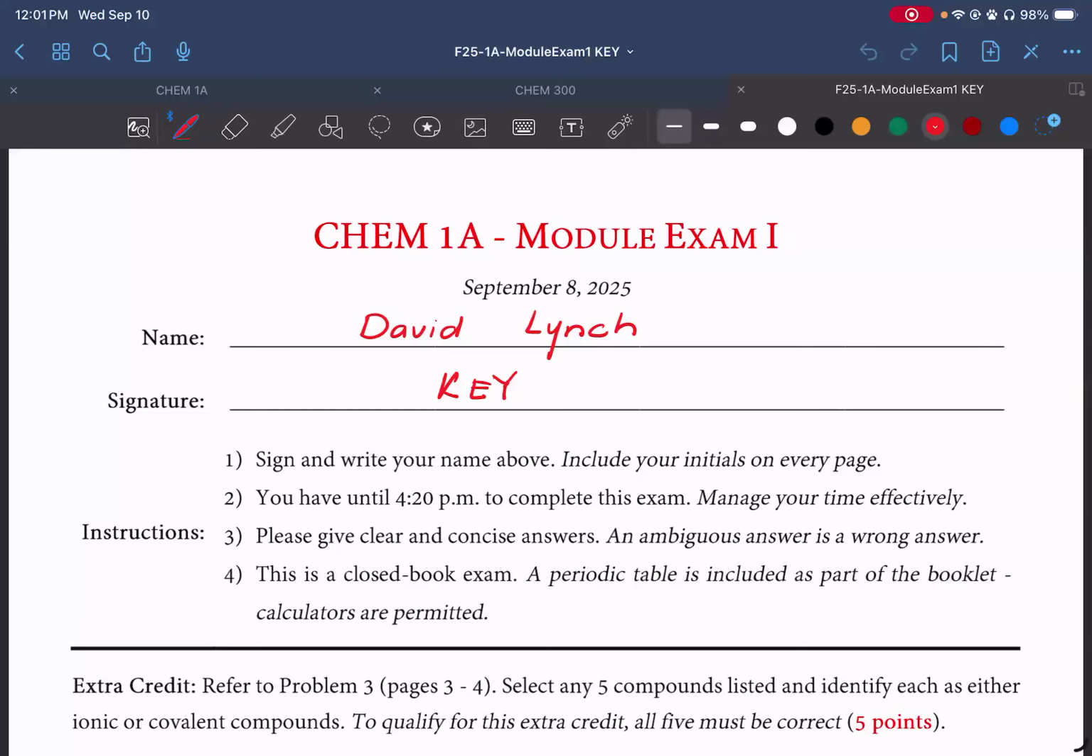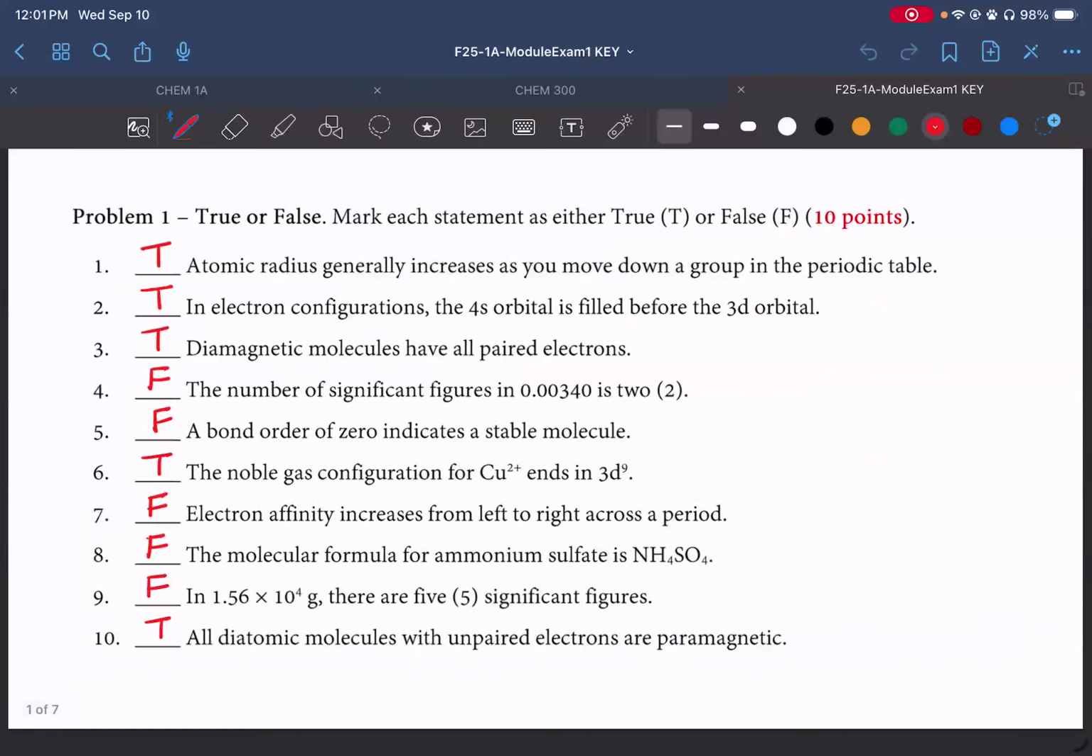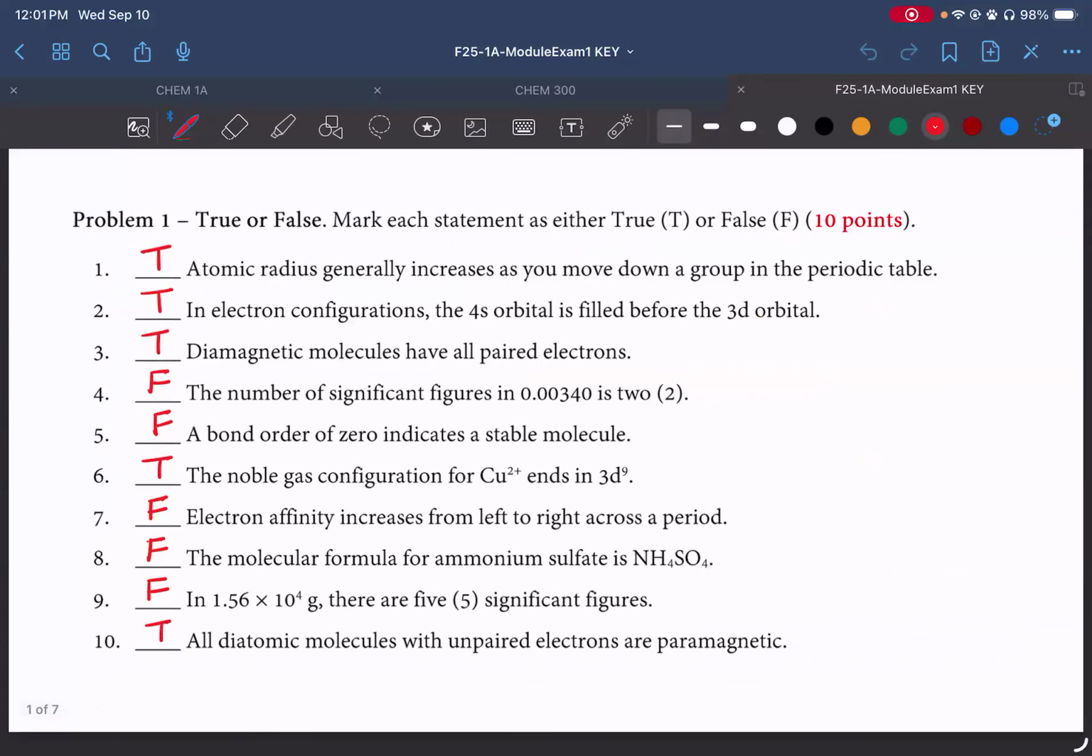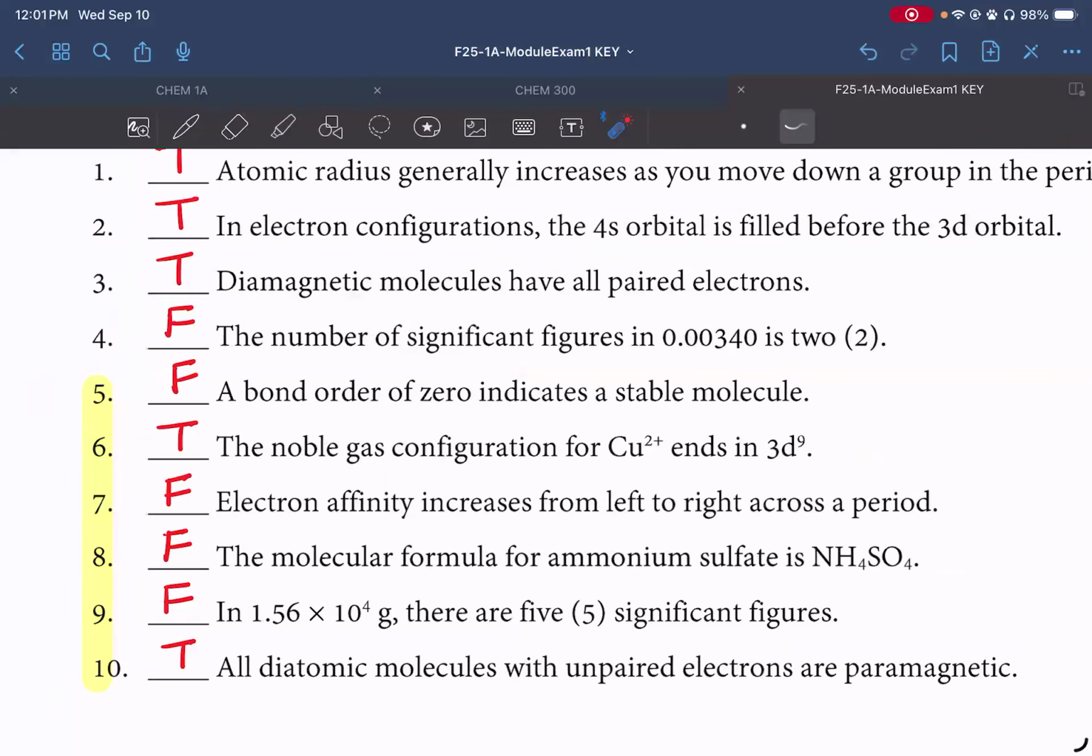Sorry about that. Okay. Just wanted to talk a little bit about some of the problems that I saw. First off, the true and false section. Pretty straightforward performance. I'd probably say the average for this was a 7 out of 10. For the most part, the big issues came in the latter half. Just wanted to talk a little bit about each of them.